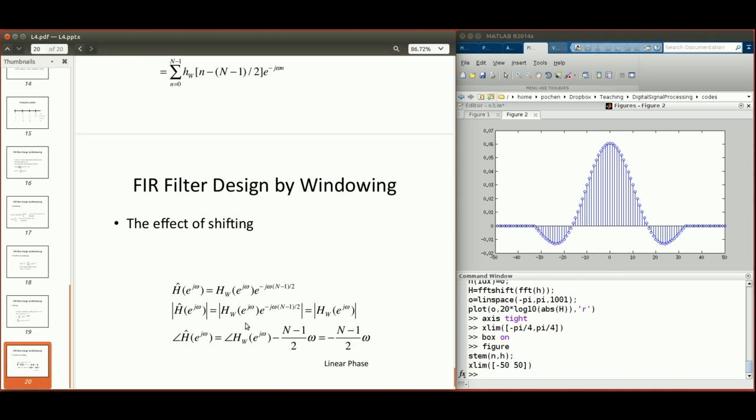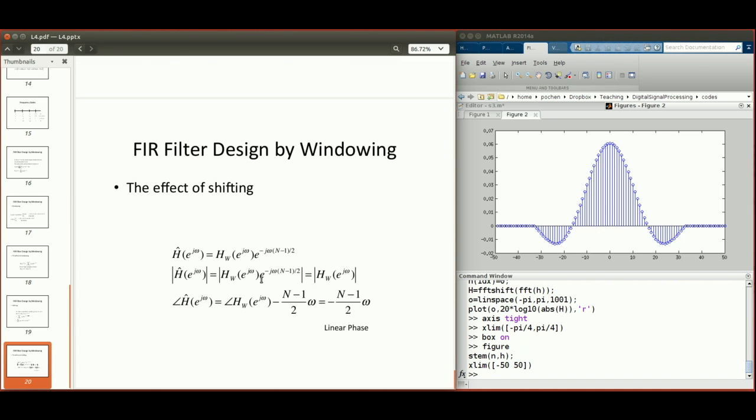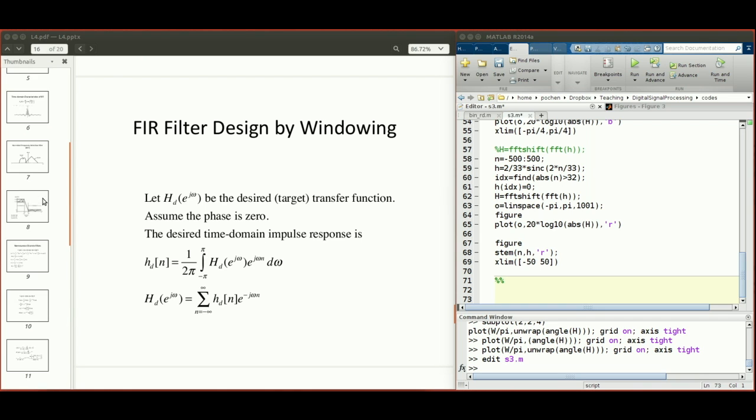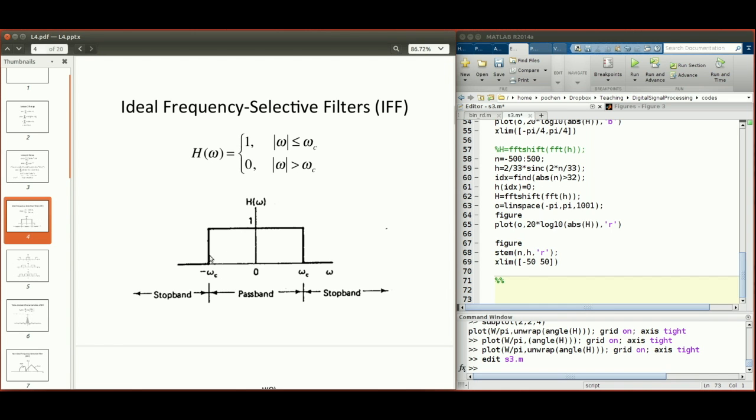So now let's look at how we can implement this kind of calculation in Matlab, all those design steps. Let's go through all the different steps in the FIR filter design by windowing. The first thing we're going to do is pick a target filter. Suppose we still pick the ideal filter, the square wave, the boxcar, as our target filter.